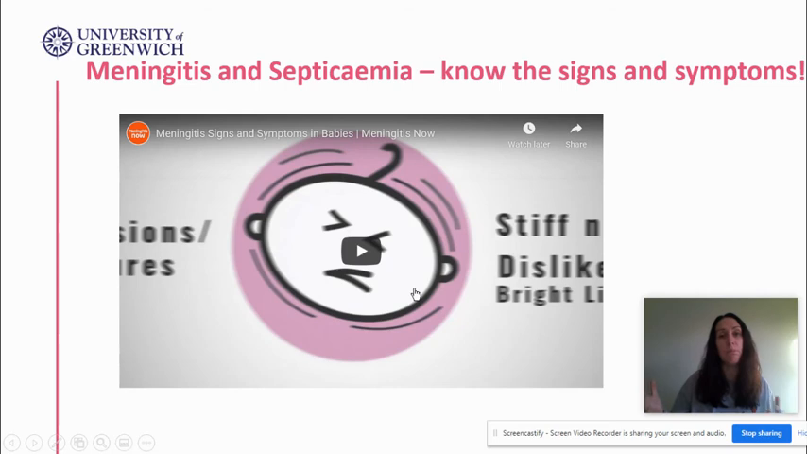The body is pulling all of the blood into the vital organs, shutting down. The capillaries aren't getting the oxygenated blood flow. You'll have a prolonged cap refill. Your fingers, your toes, your feet, your hands will start to get cold. Big sign for septicemia. So watch that video, make sure you know about it.